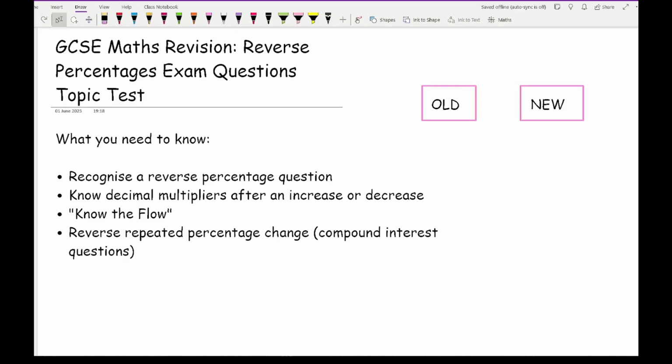Now before we get started working through some past reverse percentage questions, let's just have a quick overview over what it is you need to revise and what it is you actually need to know.